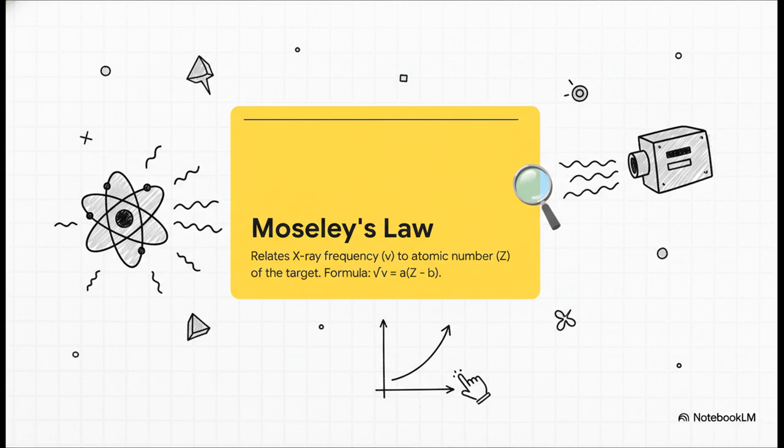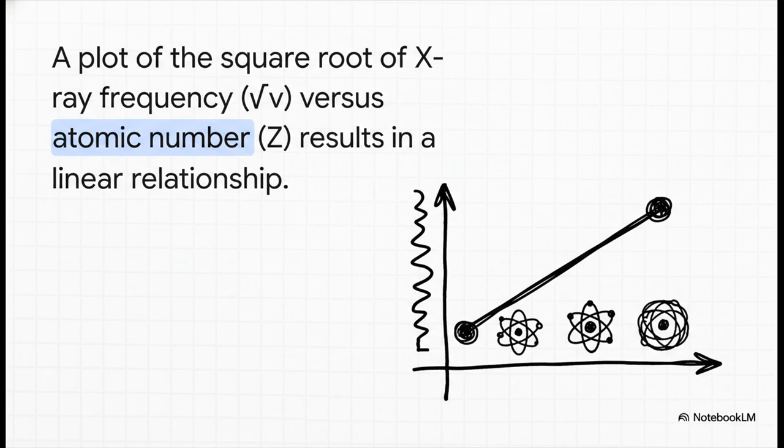And let me tell you, this discovery was an absolute game changer. And here's the proof. This graph plots the square root of that X-ray frequency against the atomic number Z. And what do you see? A perfectly straight line. This is the visual evidence that shows the beautiful, linear relationship that Moseley's Law predicted.